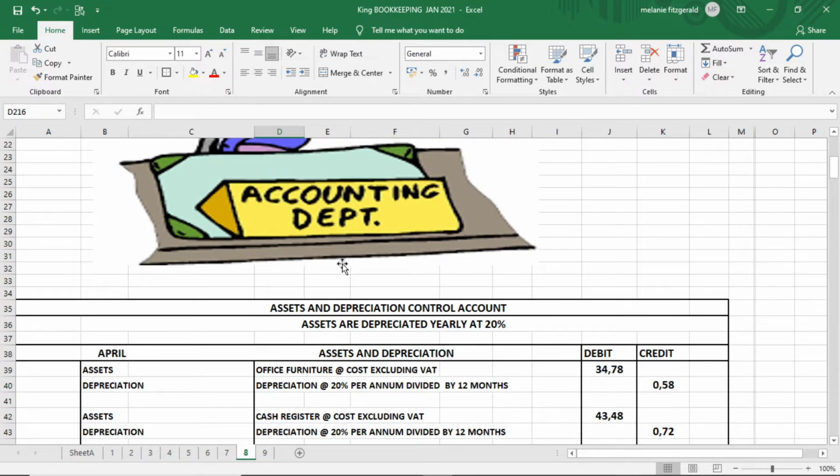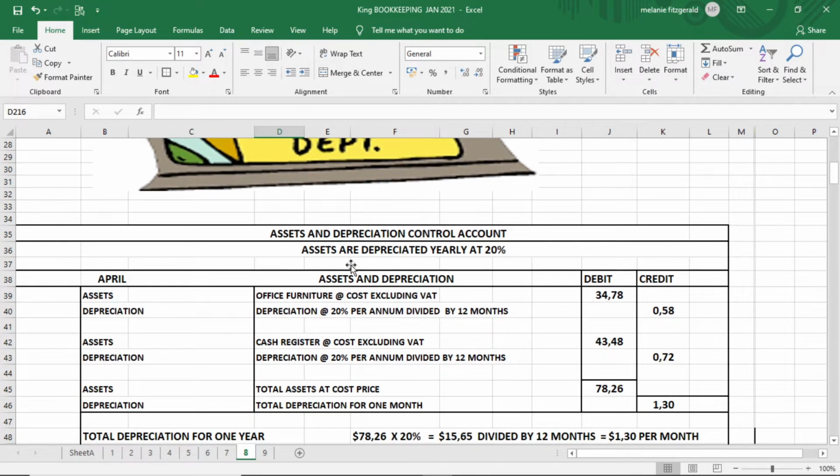We're going to do the trial balance. That's what we're going to end off. All this in lesson 8 is heading towards the last amounts, books and figures that we're going to bring in for the trial balance for the month of April. So let's start with the asset depreciation control account. That's the first account we're going to do.